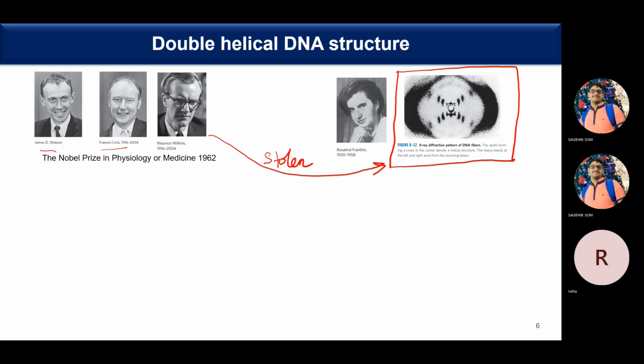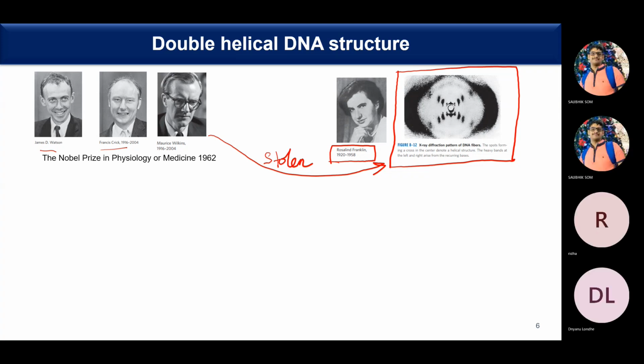So anyway, always remember that the DNA structure was actually discovered by Rosalind Franklin, but unfortunately she could not survive to get a share of the Nobel Prize, because the Nobel Prize is not given after your death.